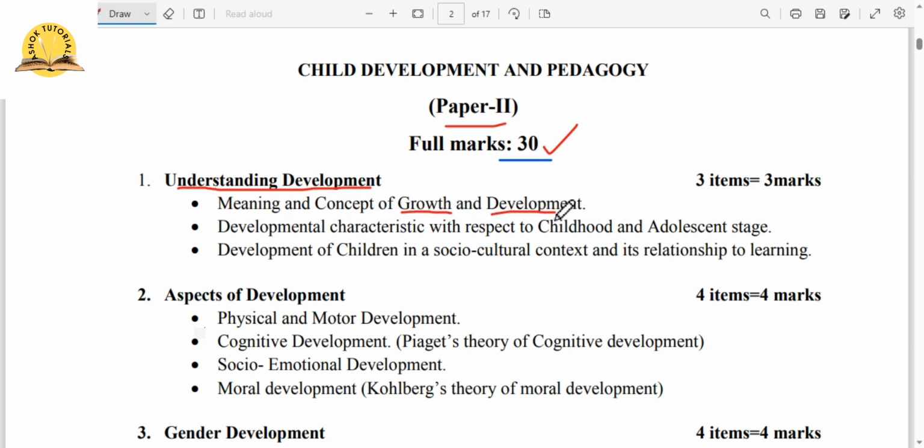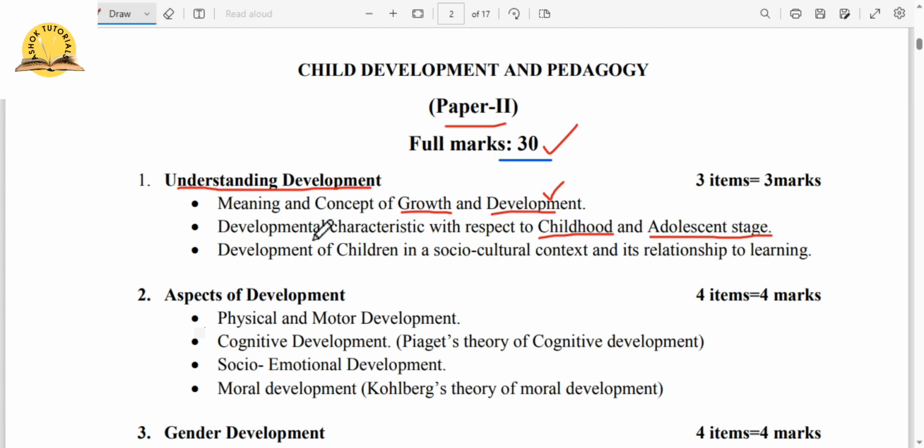All this we will be learning, the entire concept and the meaning of these two terms, that is growth and development. However, development is a bigger term as compared to growth. All right, and growth is just a part of development. And then we have developmental characteristics with respect to childhood and adolescence, since our focus will be mainly the children, right? So therefore we'll learn about childhood and we will learn about the adolescent stage. What are the different scenarios of adolescent stage and childhood? We will be learning this altogether.